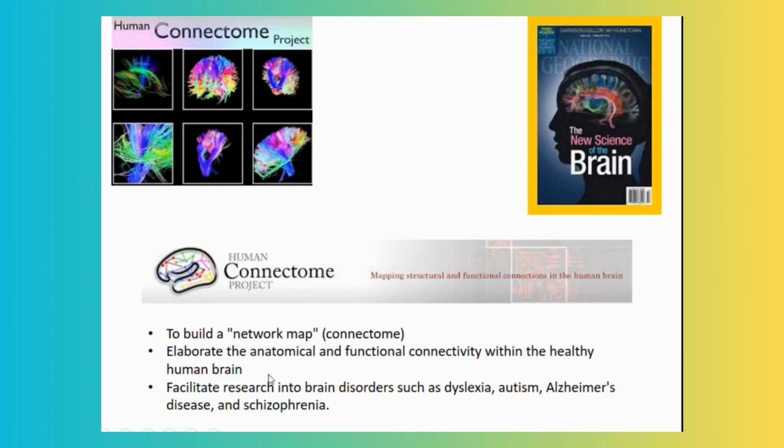So basically, the aim is to build a network connectome map, elaborate the anatomical and functional connectivity within the healthy human brain, and facilitate research into brain disorders such as dyslexia, autism, Alzheimer's disease, and schizophrenia. Because in schizophrenia, I see the brain as totally normal, but this is a mind problem. I don't know what the actual pathology inside the brain is. So we actually don't know many of the diseases. Depression, we don't know. You will see the MRI of depression is as good as any other healthy MRI. But there is depression.